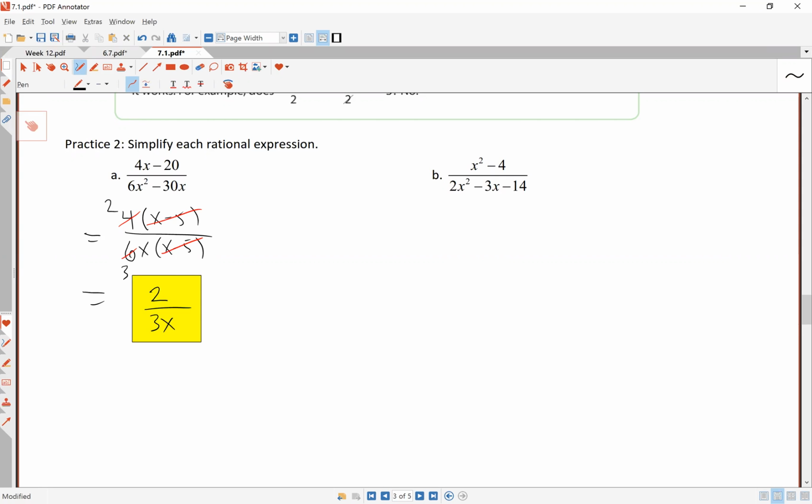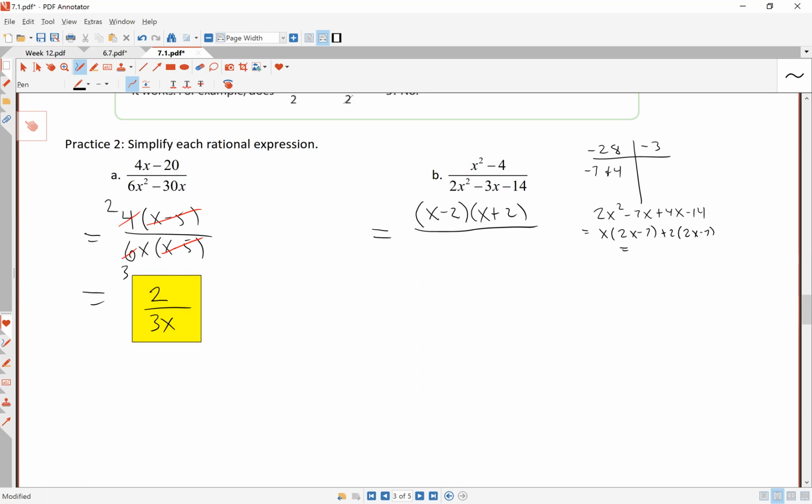Okay, now try practice 2b. Okay, so there's two ways to approach this one. One is the direct way. The numerator is x minus 2 and x plus 2. And the denominator, well, you can use the AC method on that to factor it. Negative 28 to get negative 3, and you'd use negative 6 and 4. So you do 2x squared minus 7x plus 4x minus 14. Factoring out the x leaves us with 2x minus 7. Factoring out the 2 leaves us with 2x minus 7.